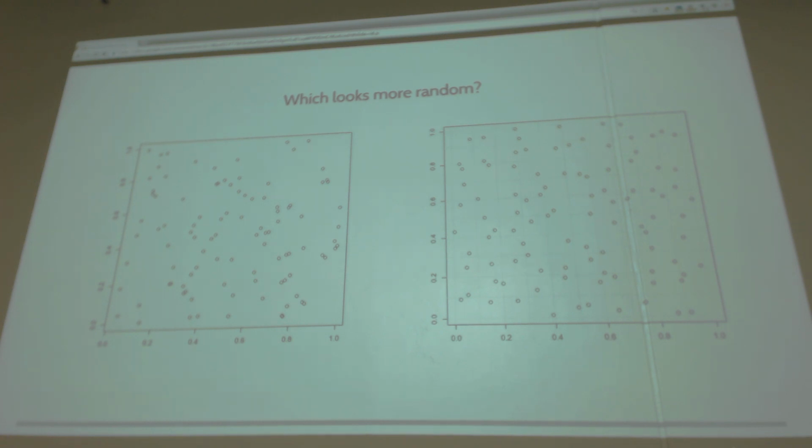Okay, so which one do you think is random? Who thinks it's the one on the left? Okay, who thinks the random one is the one on the right? Cool. So the random one is the one on the left. Randomness does not mean uniformity.